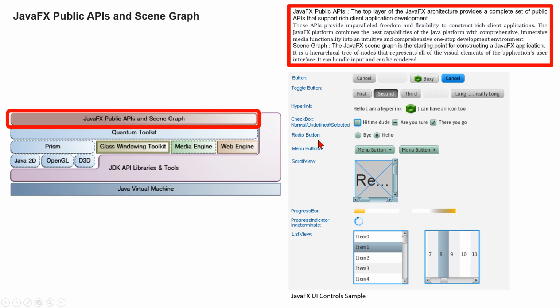Fifth row shows two radio buttons. Left radio button is unselected and has the caption "Bye." The right radio button is selected and has the caption "Hello." The sixth row contains menu buttons. The left button has a down arrow that indicates that the menu expands downwards. The right button has the right arrow that indicates that the menu expands to the right side.